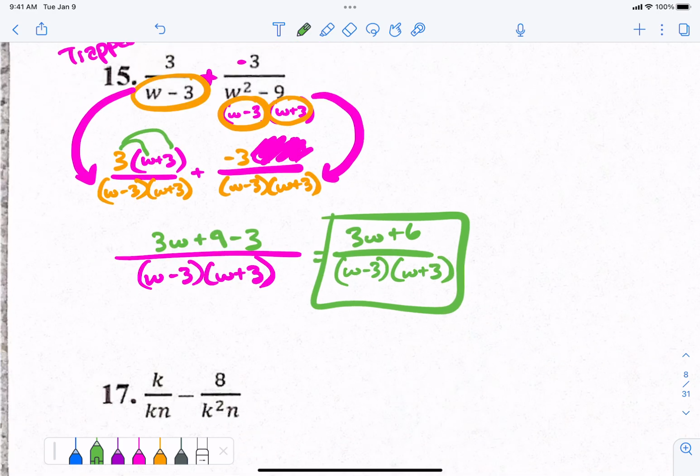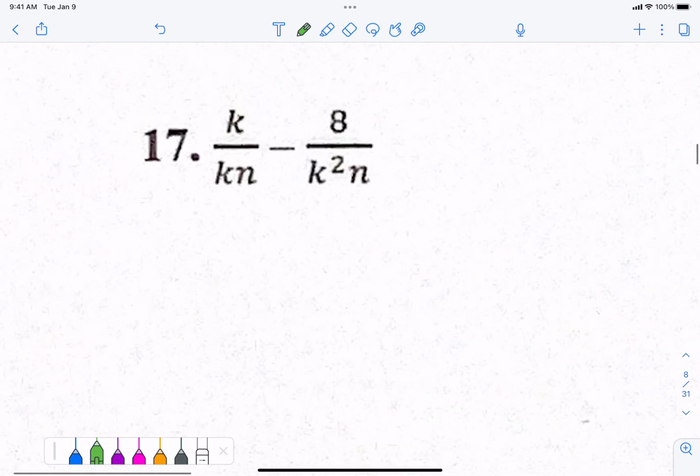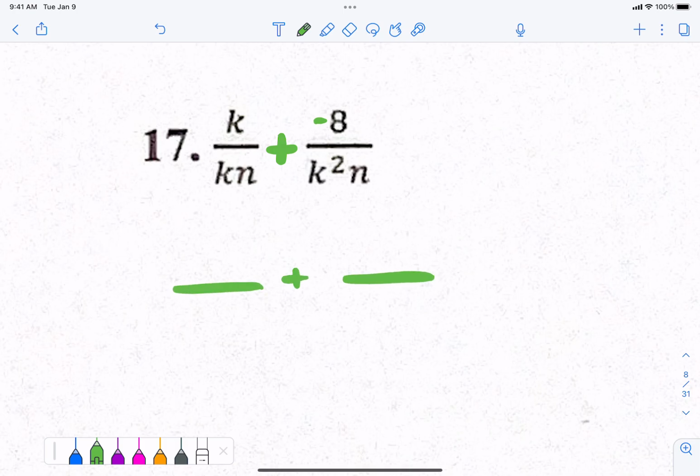Good? Happy with that? All right. Just truck it on down. 17. This is another minus 1, so I'm going to change it to plus minus 8. Okay? Are these bottoms trapped or not trapped? Not trapped. So we're just looking at this guy and this guy.